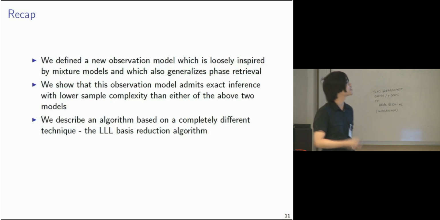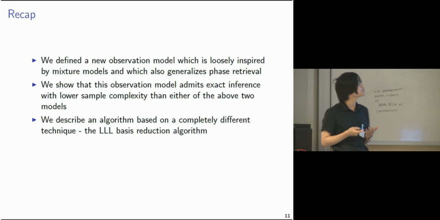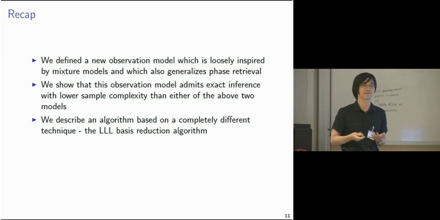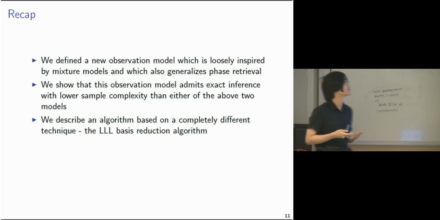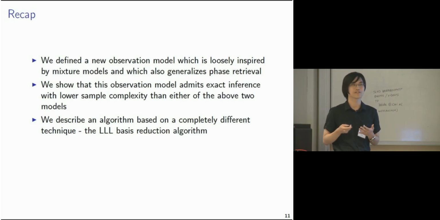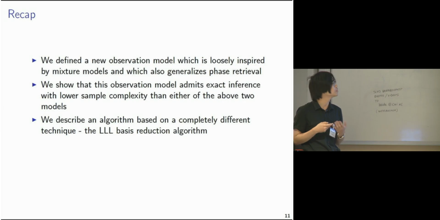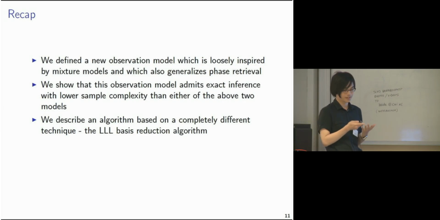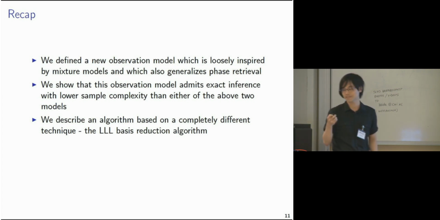Briefly, just to recap, we define a new learning problem with a new observation model, which is loosely inspired by mixture models and also generalizes phase retrieval. We show that under this slightly different observation model, we can get much better sample complexity by solving an algebraic problem that more explicitly utilizes good correspondence information. We also introduce an algorithm based on a completely different technique in this area, triple L basis reduction. All right, thanks for listening.